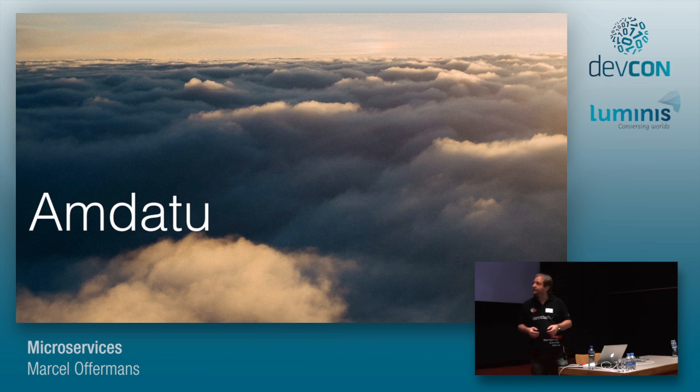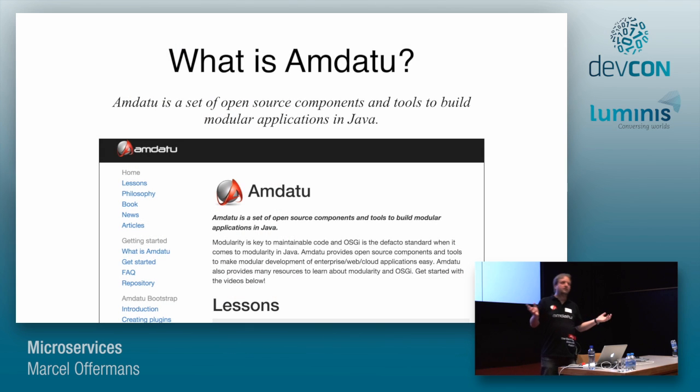So the last thing I briefly need to touch on is Amdatu, because we're going to be using a couple of those components in the demo. And Amdatu is, as we call it, a set of open source components and tools to build modular applications in Java. It's all open source, it's Apache licensed. If you go to amdatu.org, you'll find all the different components there. They're all based on OSGi, and a lot of them are also wrapping existing technologies and allowing them to be used in a modular world. So there's lots of different stuff in there, from web components to schedulers to all kinds of stuff. So it might be interesting for you to take a look at that.